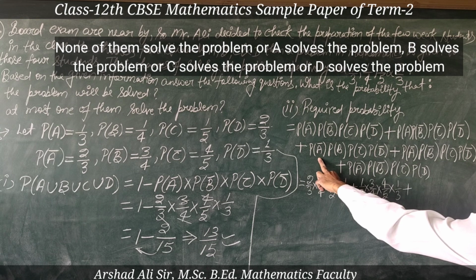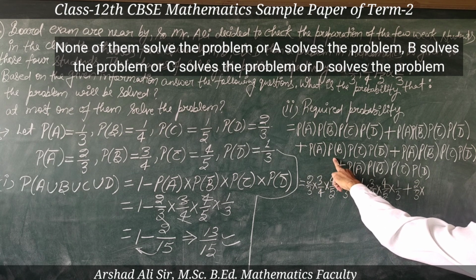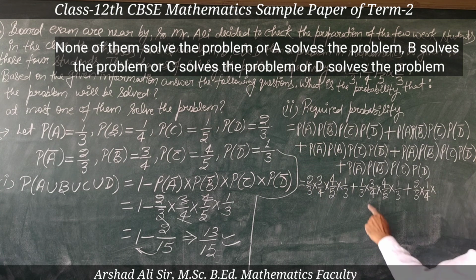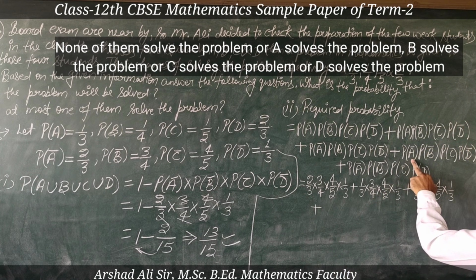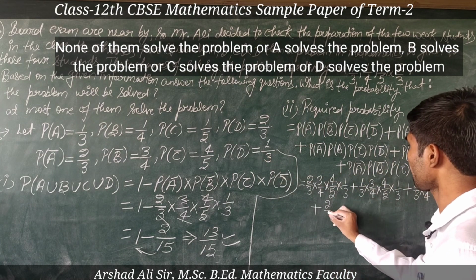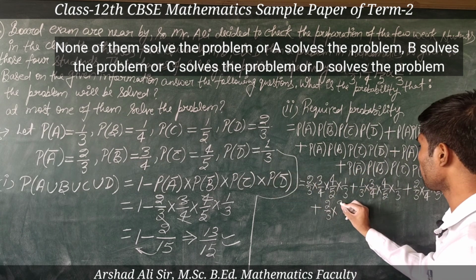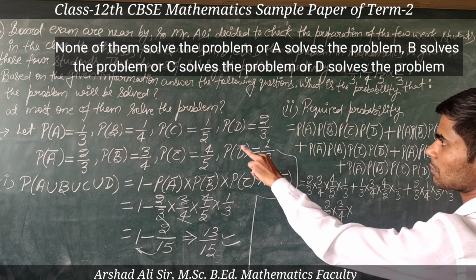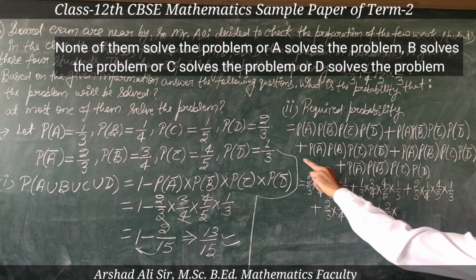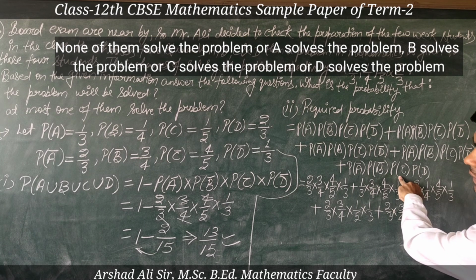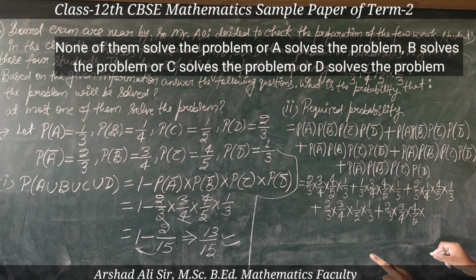Plus here P(A bar) 2 upon 3, P(B) means 1 upon 4, P(C bar) 4 upon 5 and P(D bar) 1 upon 3, plus here P(A bar) means 2 upon 3, P(B bar) 3 upon 4, P(C), now C solves the problem, 1 upon 5 and P(D bar) means 1 upon 3, plus P(A bar) 2 upon 3 multiply P(B bar) 3 upon 4, P(C bar) 4 upon 5 and P(D) 2 upon 3.